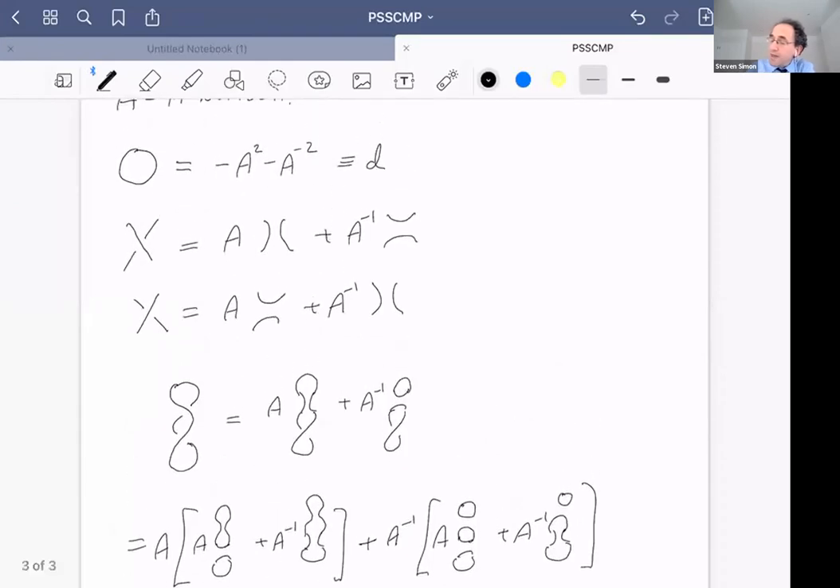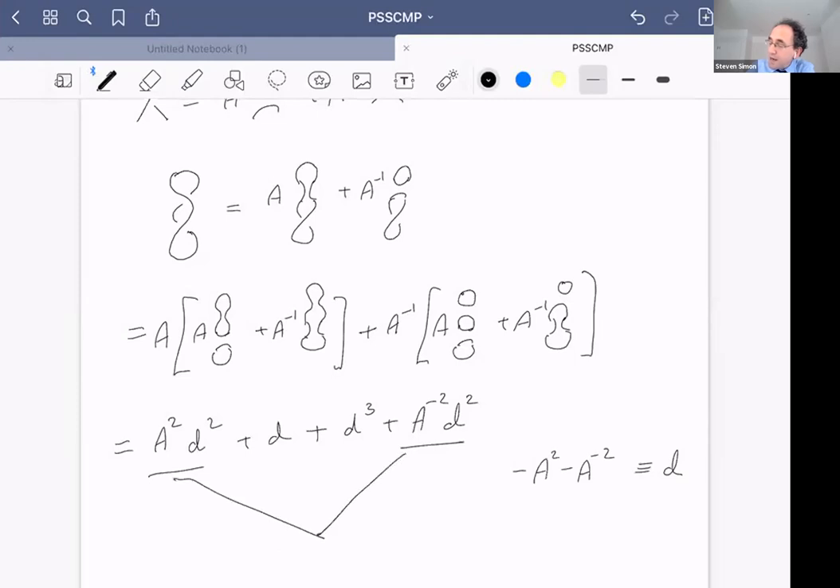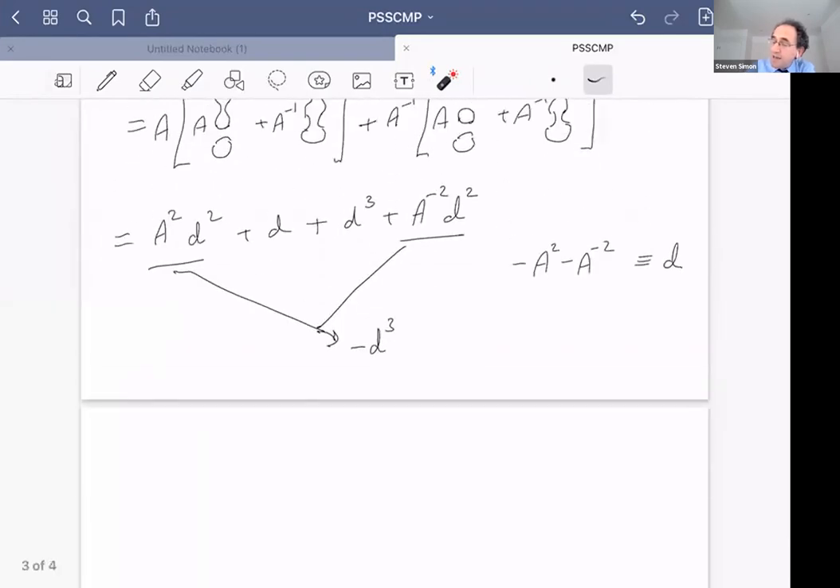And then we need one more thing. I'm going to cut this and paste it, copy and paste. We need this piece of information. Oops, there we go. Okay, we'll put it over here. We need that D is equal to minus A squared minus A to the minus two. And looking at that, staring at it for a second, we realize that means we can take this term and put them together and combine them together to give minus D cubed. Because, well, the A squared and the A to the minus two give you minus D here, and then there's D squared left over. So I get minus D cubed. This minus D cubed cancels this D cubed. And at the end of the day, the calculation is finished. The only thing left over is D. Yay. Okay, that's the end of the calculation.